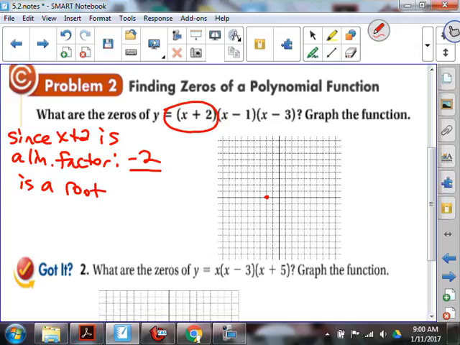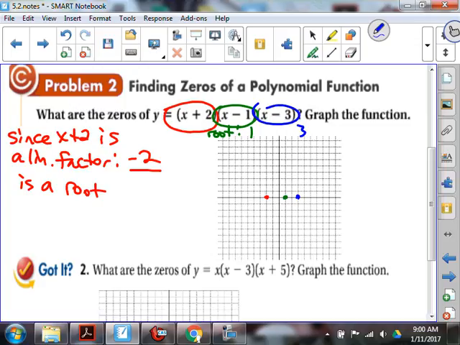Because x minus 1 is a linear factor, what's another root? 1 is another root. And on the graph we can do that. Because x minus 3 is a linear factor, what's another root? 3 is another root. So the graph's going to go through those 3 points.